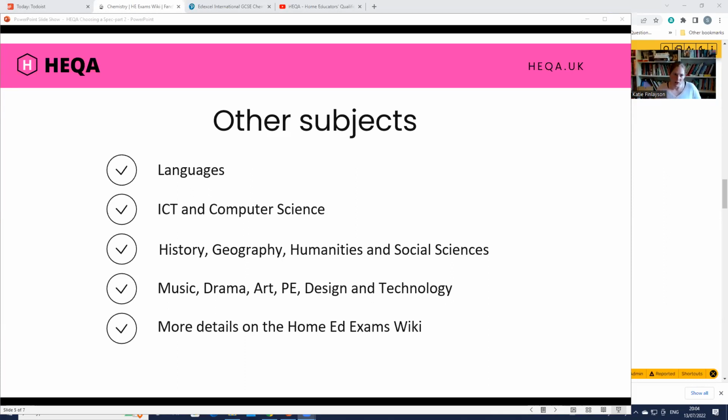ICT is more difficult to access. I think it has quite a large practical component. So there are a couple of commercial centres that do it, or you might get lucky with a school that does it for their own pupils and will let you sit it alongside. But generally, ICT is quite difficult to find a centre for. And computer science has similar problems for the GCSE.